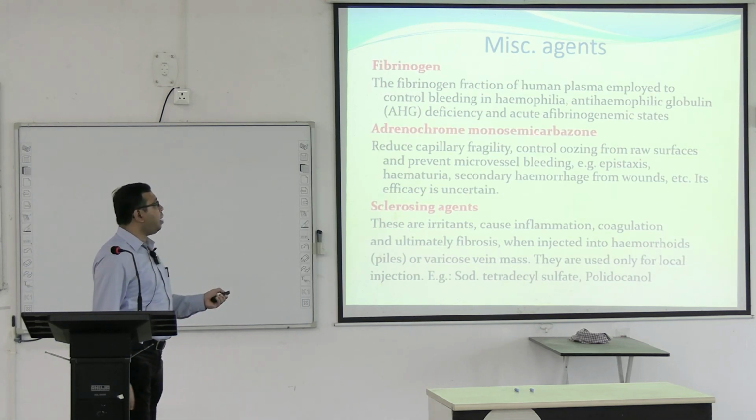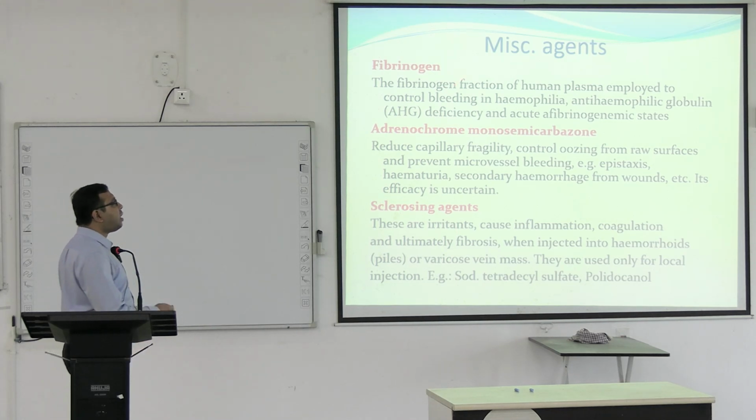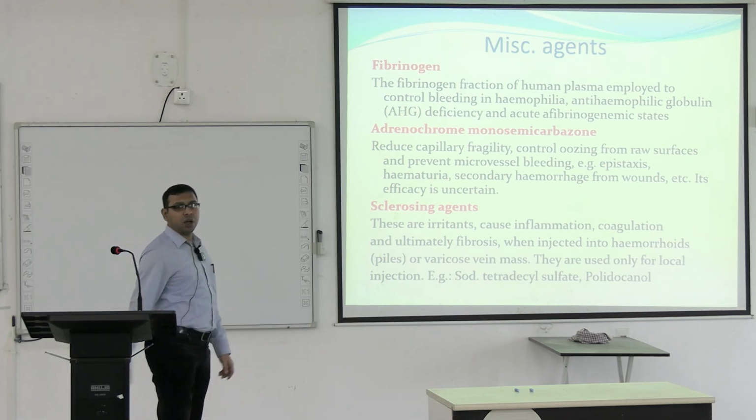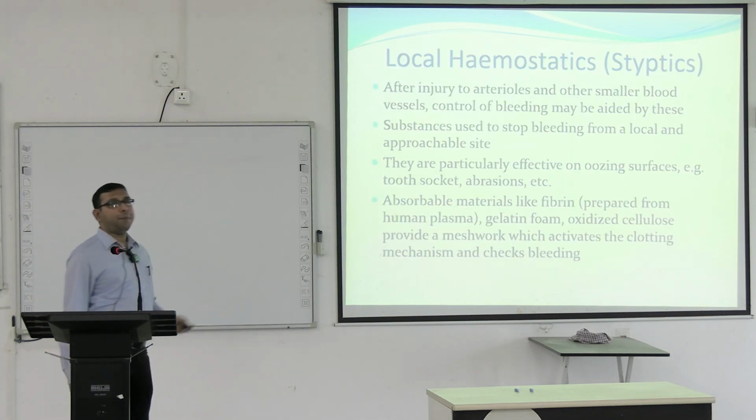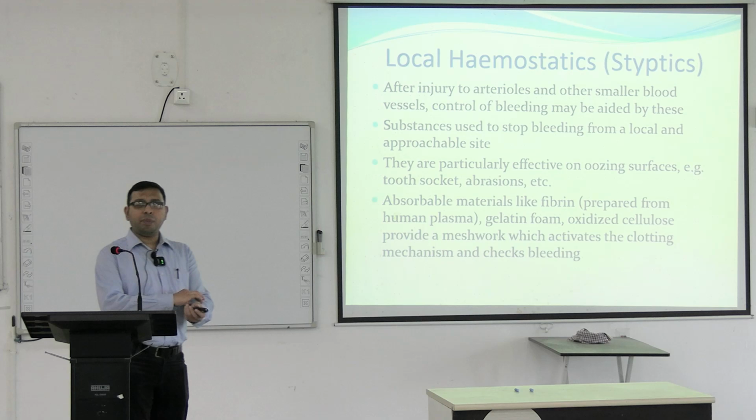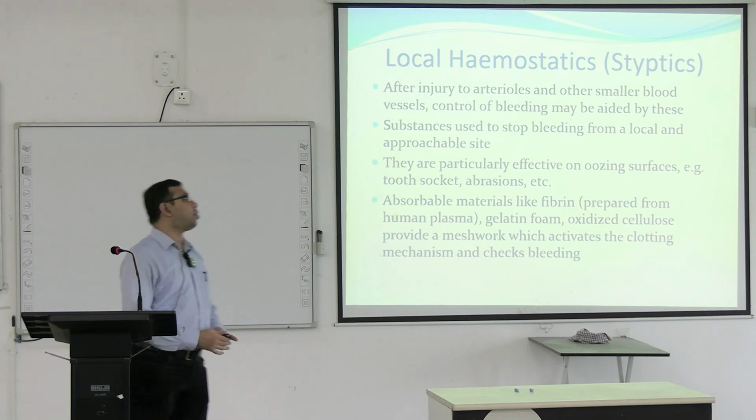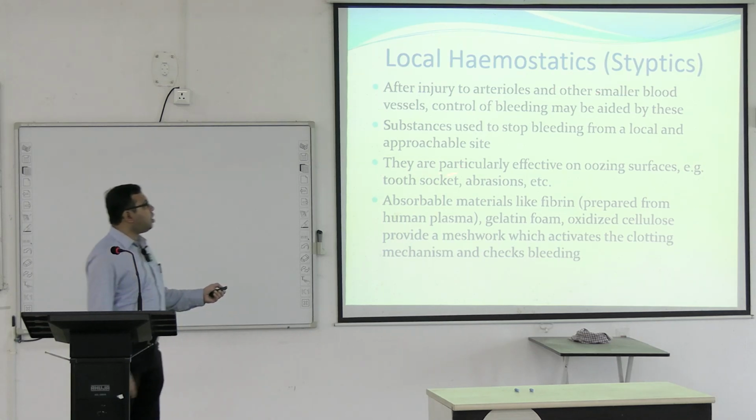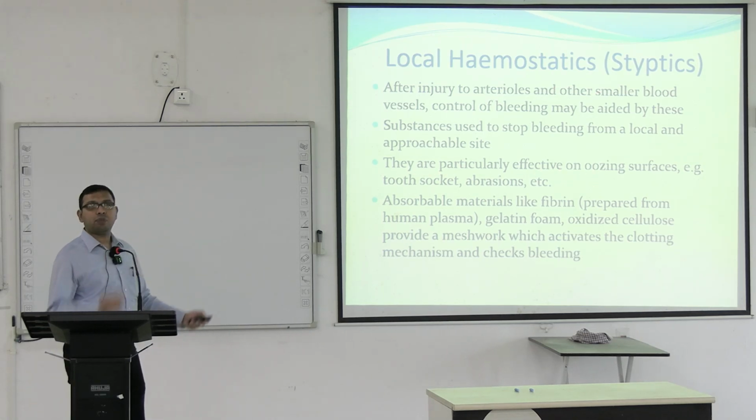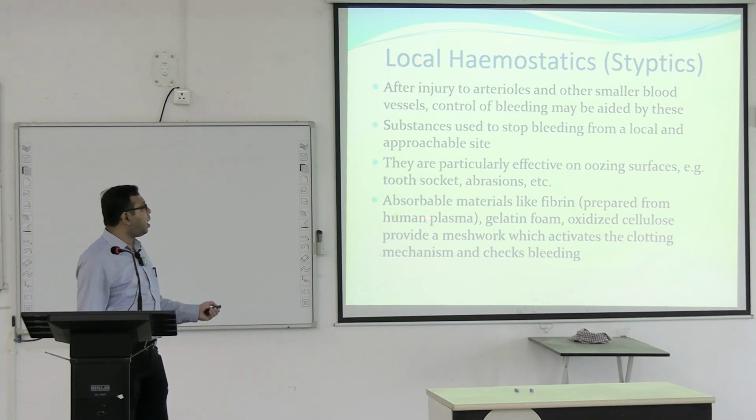Fibrinogen, adrenochrome, mesocarbazine and sclerosing agents. Just remember the names. These are the other agents that can be used as coagulants. And lastly, local hemostatics, that means styptics. So if there is local bleeding, we can use some mesh-like structure so that the bleeding will be stopped. This is known as local hemostatics or styptics. They are particularly effective on an oozing surface. For example, when tooth extraction happens, usually if it is not controlled by ethamsylate, or in abrasions.